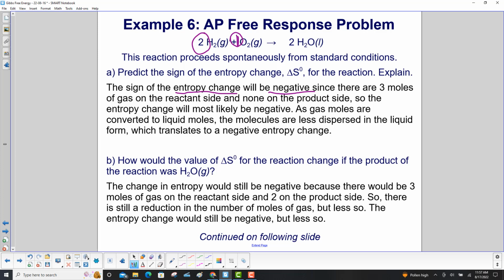a negative entropy change. The change in entropy would still be negative, even if the product of the reaction was H2O gas, water in a gaseous form. There's still 3 moles of gas on the reactant side and 2 on the product side. There is still a reduction in the number of moles of gas, but less so. The entropy change would still be negative, but again, less so.